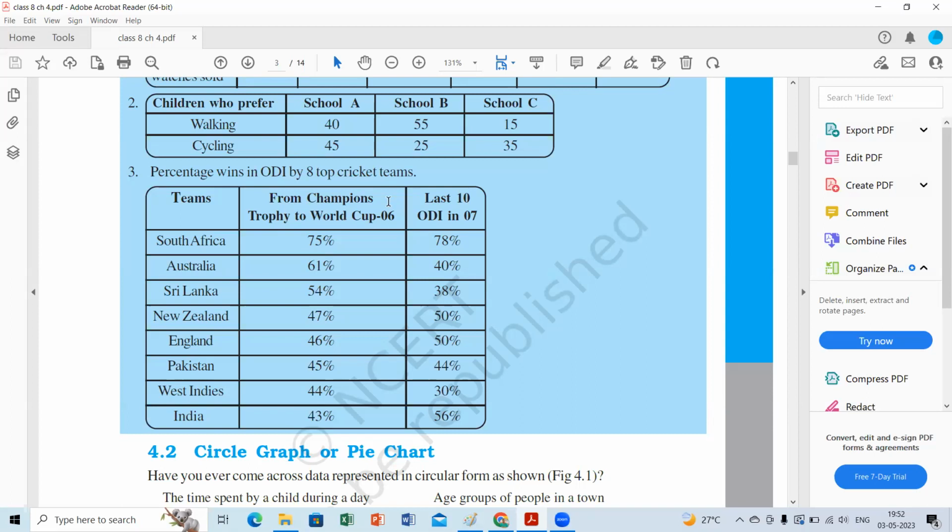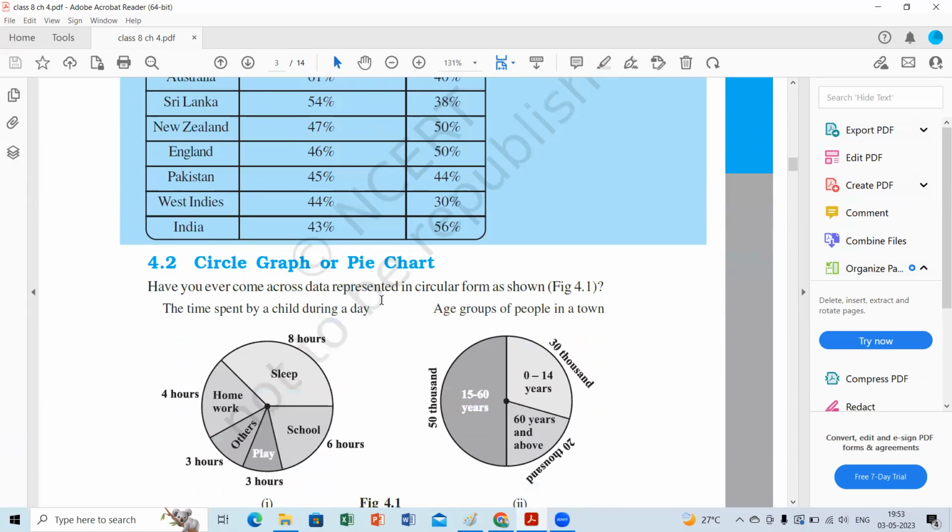The teams are South Africa, Australia, Sri Lanka, New Zealand, England, Pakistan, West Indies, India. You see, children, this is the data given. You need to draw what type of graph, bar graph or double bar graph? They mention double bar graph. Two sets of data, from Champions Trophy to World Cup, last 10 ODIs. So the data we need to compare here, so we have to use a double bar graph. In the same way you can try at home, children.